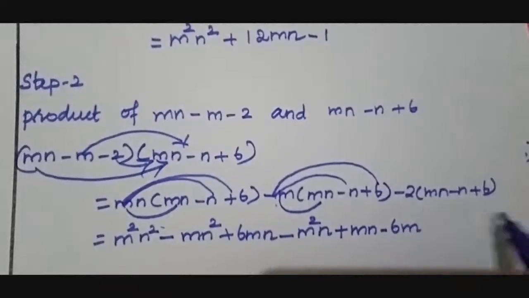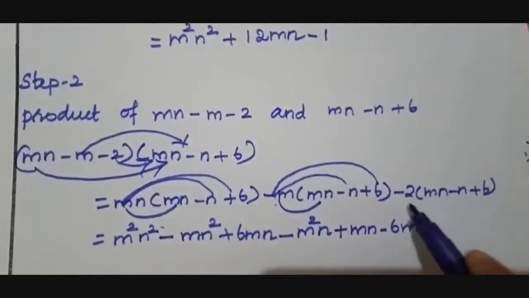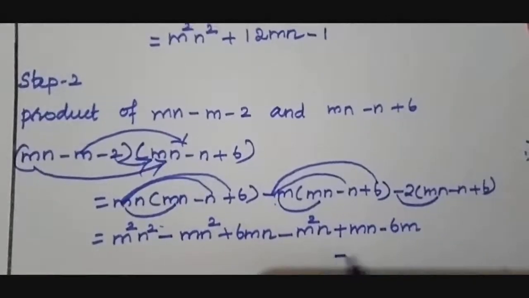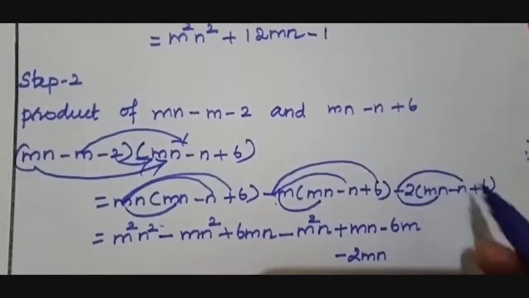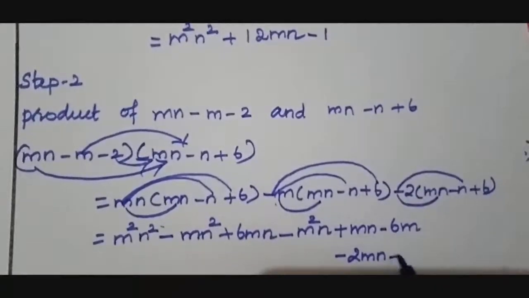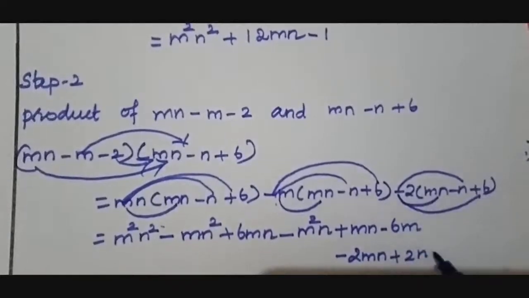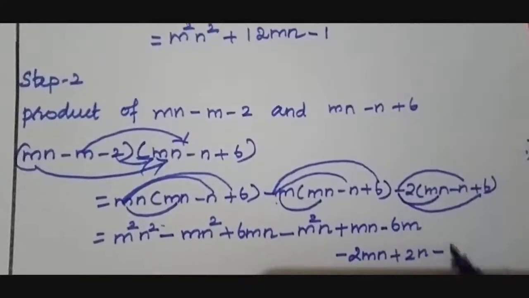Now multiply this minus 2 with the terms inside the bracket, minus 2 into mn is minus 2mn, minus 2 into minus n is minus into minus plus, 2 into n is 2n, minus 2 into plus 6 is minus into plus minus, 2 sixes are 12.